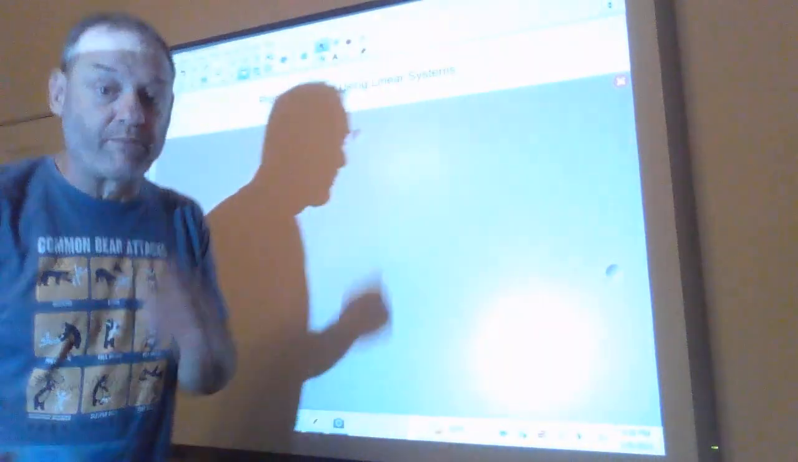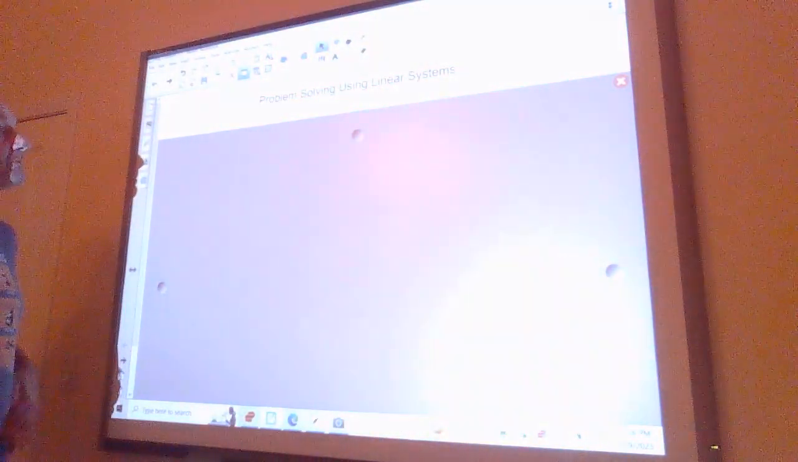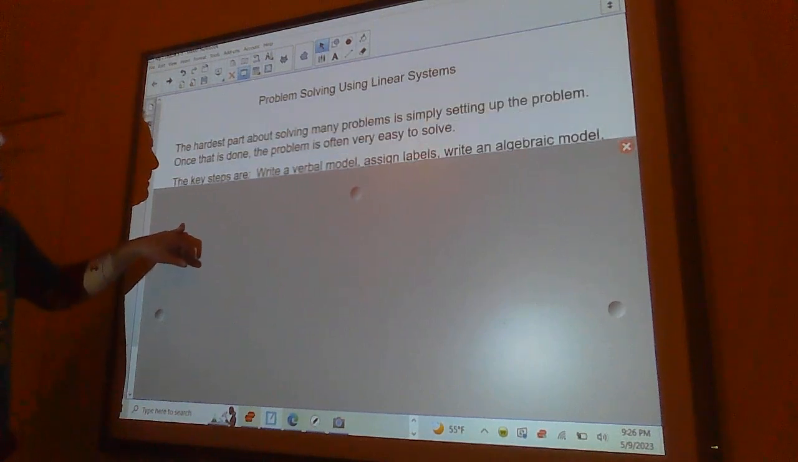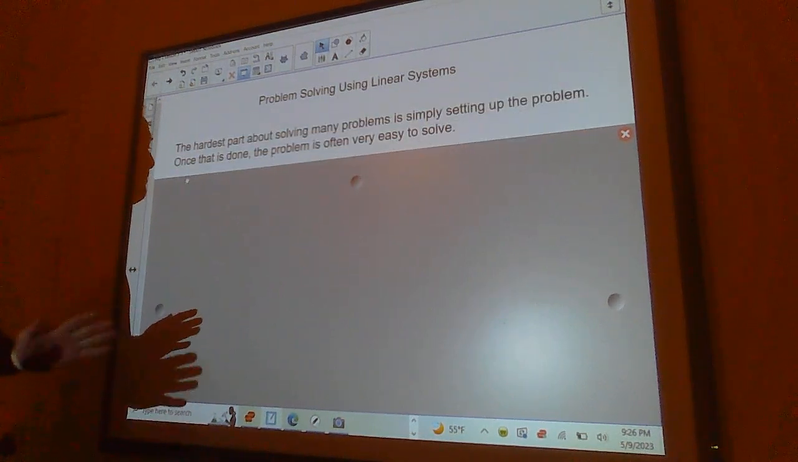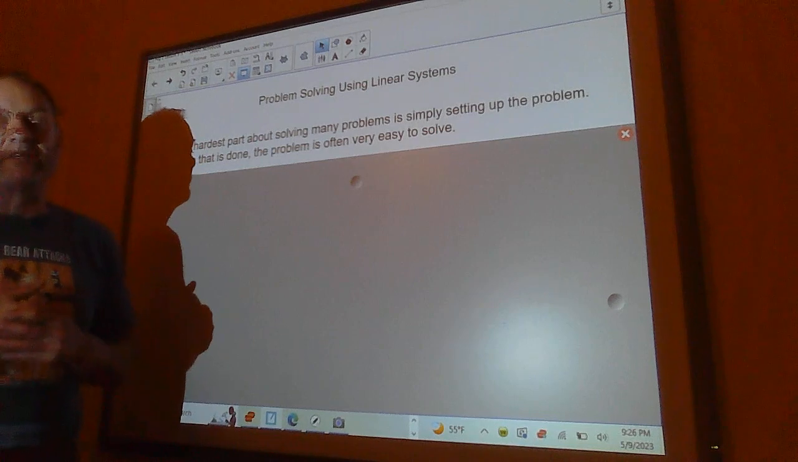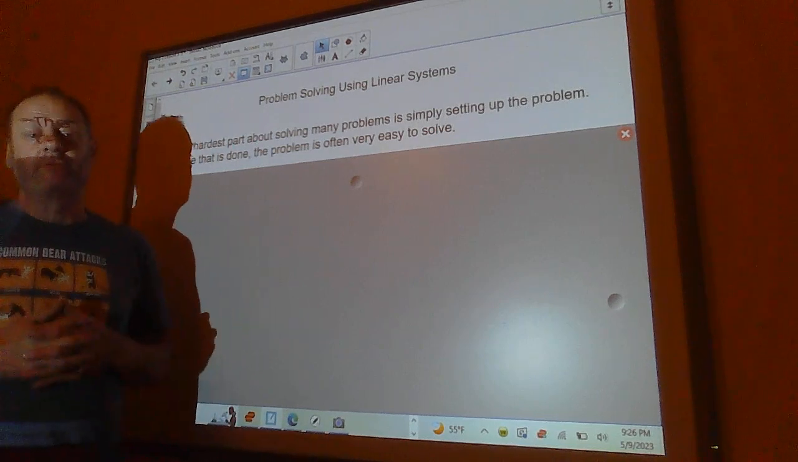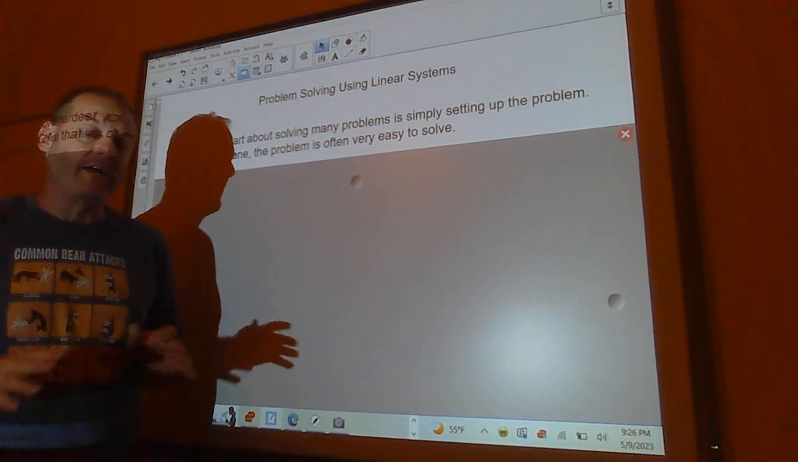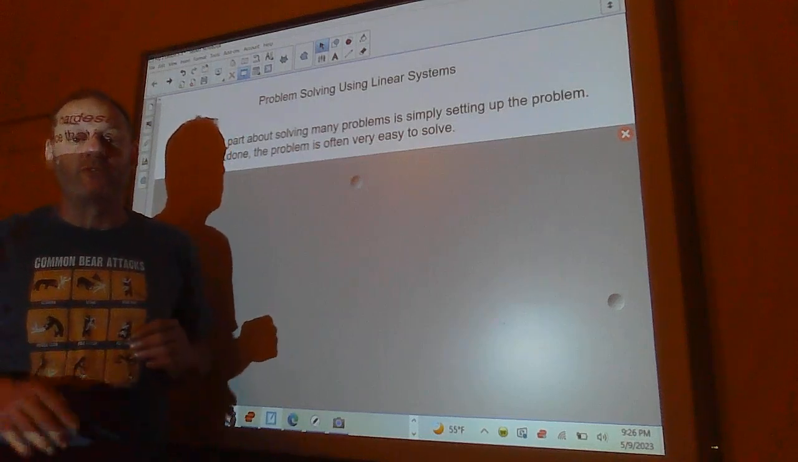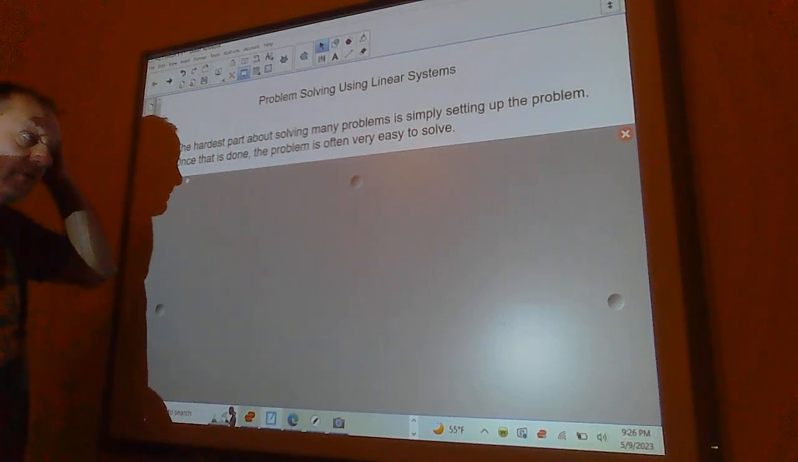Hi guys, today we're going to problem solve using linear systems. The hardest part about solving most problems is simply setting the problem up. Once you get that finished, the rest of the problem is usually pretty easy to solve. Not always, but most of the time.